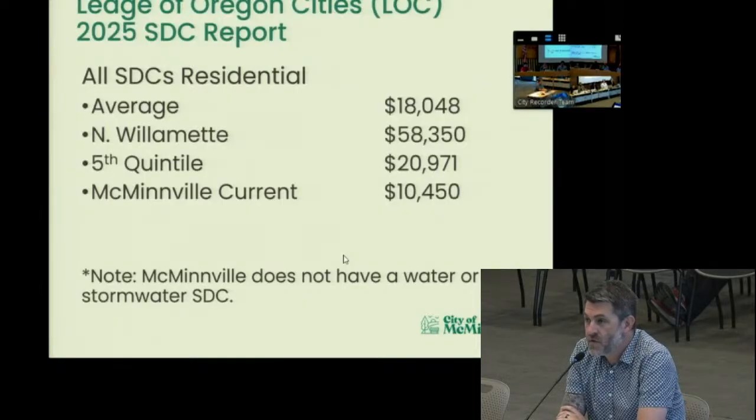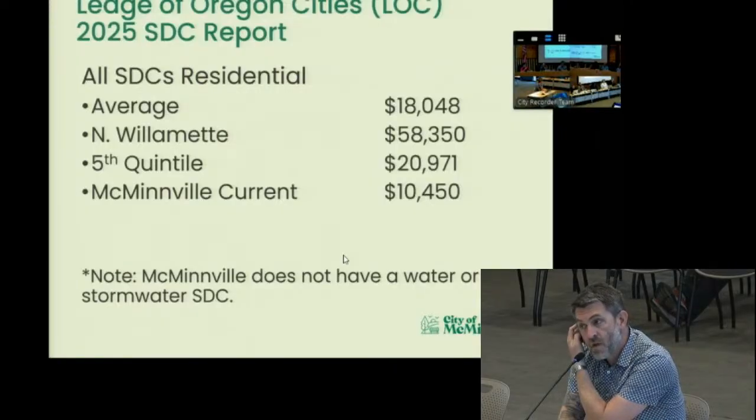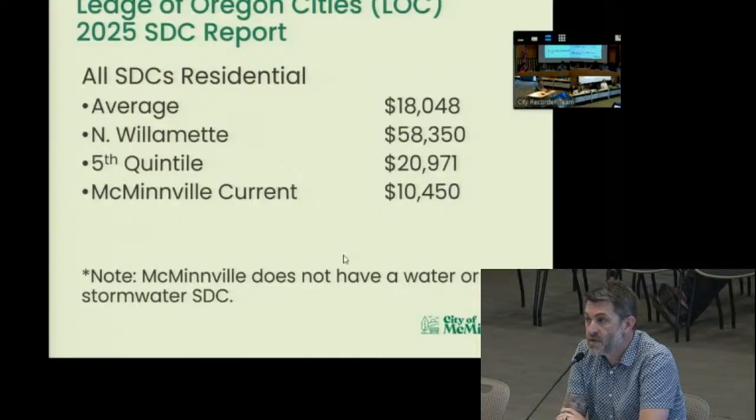And then that fifth quintile, and then as where McMinnville is currently, we are on the low end, but a main reason for that is McMinnville does not have water or stormwater SDCs. Stormwater SDCs are usually pretty small, but water SDCs are usually pretty large in most communities. McMinnville Water and Light does not charge a water SDC. And then as we're going through all these processes with our TSP, our PROS plan and our wastewater master plan, most of our SDC methodologies have not been updated in a very long time, so that's probably also contributing to why our current SDC that we're getting per residential unit is on the lower end.